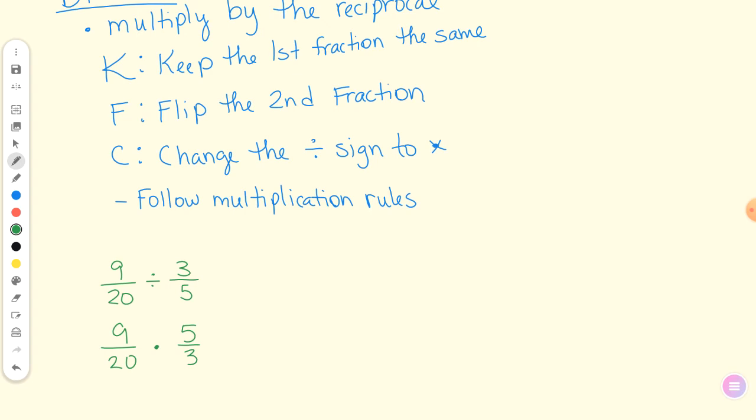Our multiplication rule says multiply straight across, but sometimes see if you can reduce early. Is there anything I can reduce before I multiply? Kendall? 9 and 3. If I look diagonally, I see a 9 and a 3. What goes into 9 and 3? 3. So I'm going to divide both of these by 3. I'm just cross-reducing here. What is 9 divided by 3? 3. 3 divided by 3 is 1.